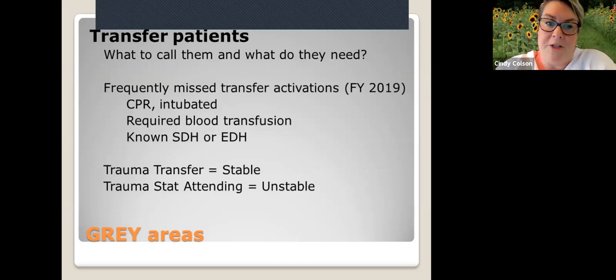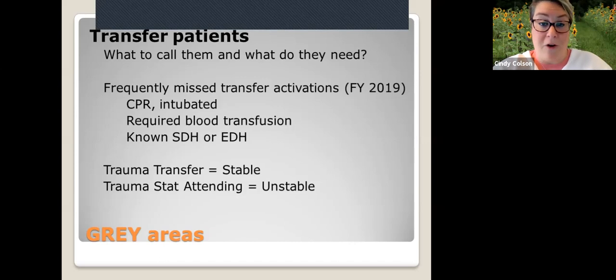And then our transfer patients. So one of the questions is, what do we call them and what do they need? Our transfer patients are trauma transfers. However, one of the things that we have seen is if we have an unstable trauma transfer patient, we sometimes get confused over what to call them.